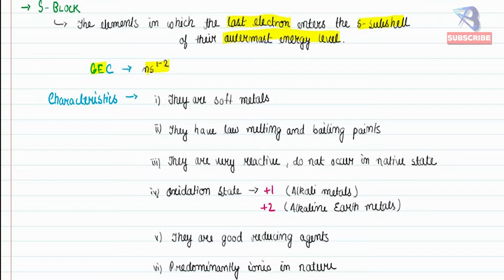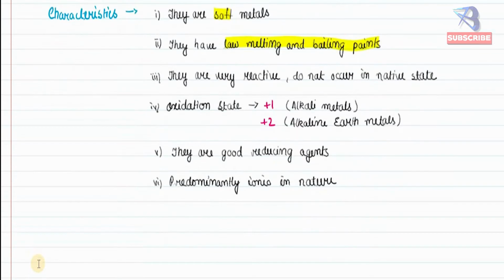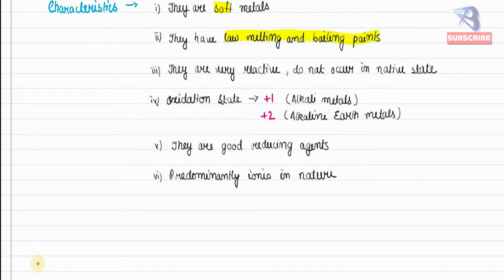Now let's look at some characteristics. These are soft metals. They have low melting and boiling points. These group 1 and group 2 metals are soft and have low melting and boiling points. They are very reactive. They react even with water vapour found in the air, and they get coated with their oxide if we keep them in open air. That's why these S block elements are kept inside kerosene, or wrapped in paraffin paper, because they are so reactive.